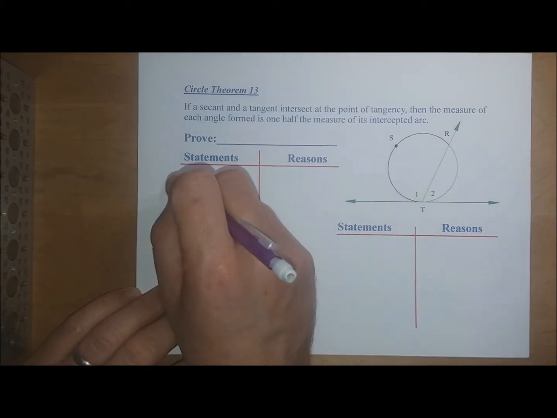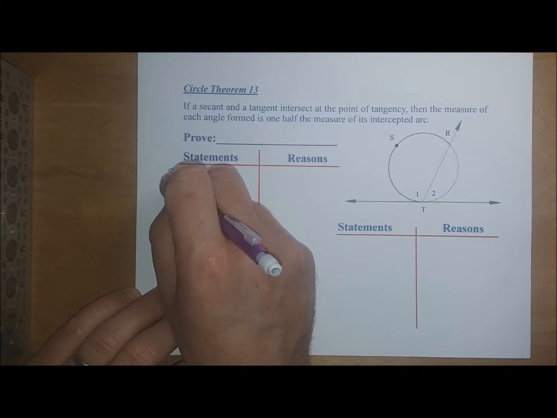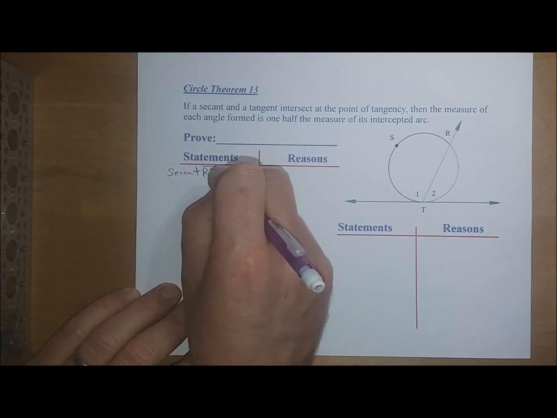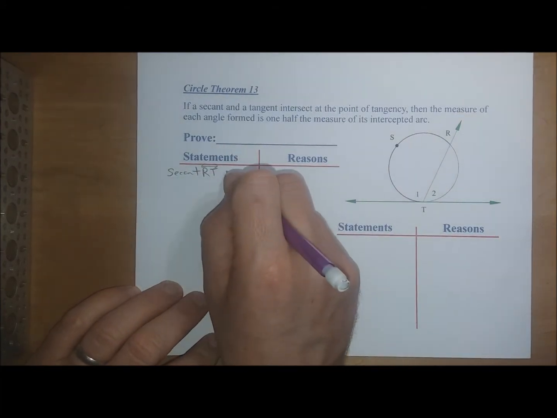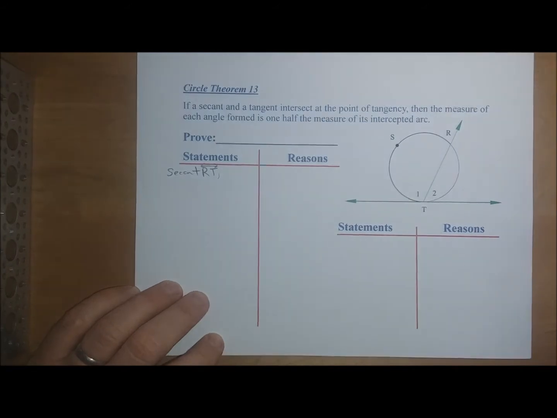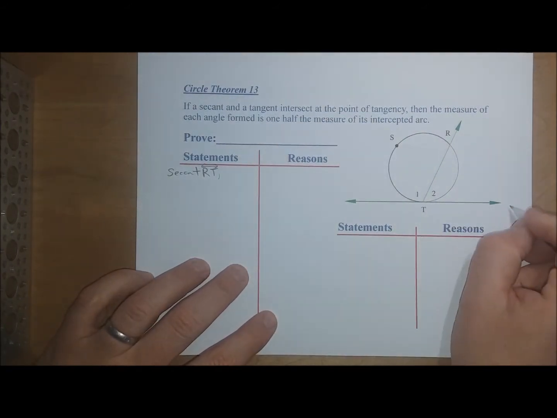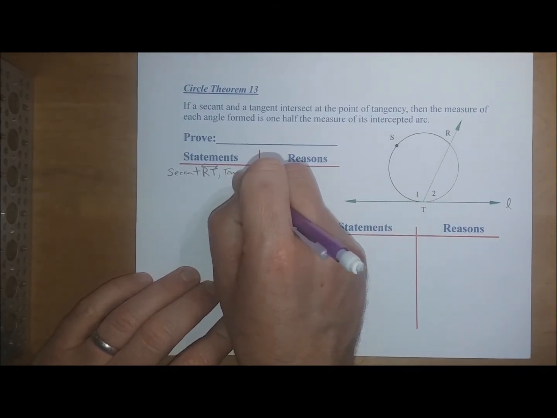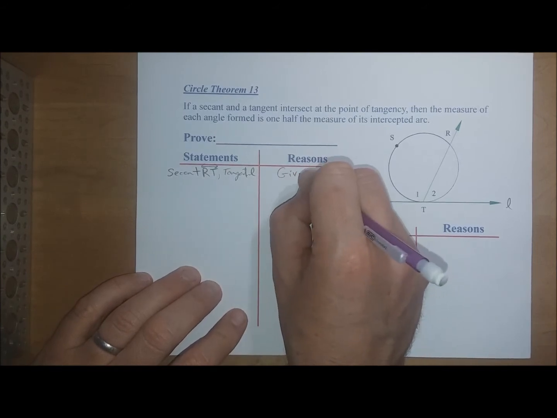So we could say we have secant RT, right? And we have tangent T. Or tangent, we're going to have to give it a name. That's point T. Let's call this L. And tangent L. Good. That's our given.